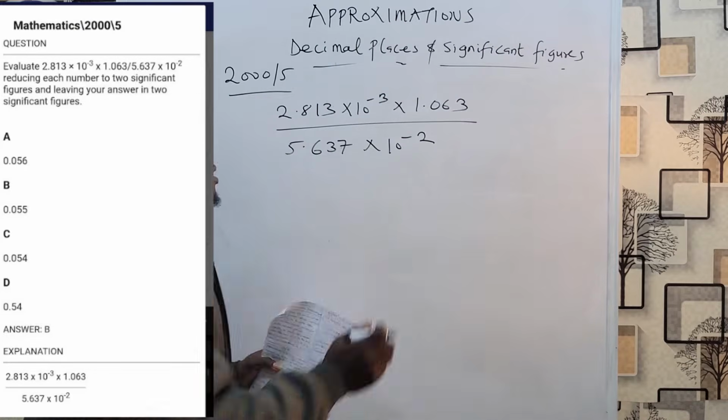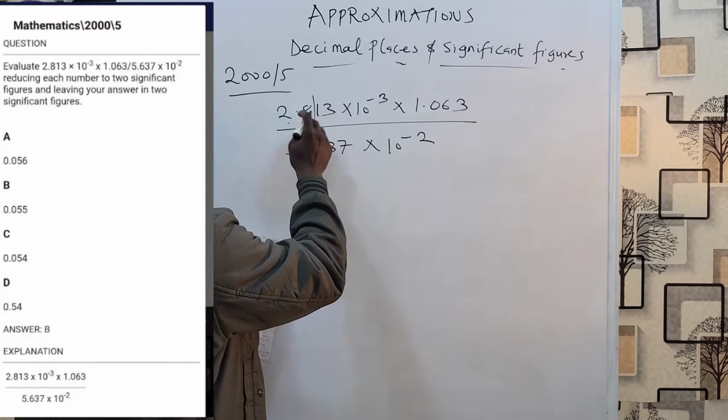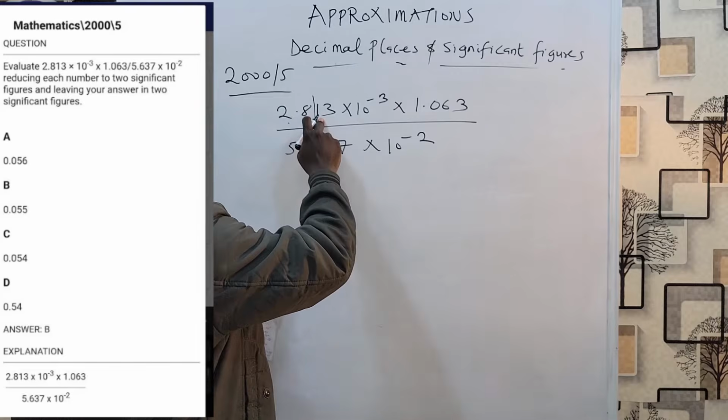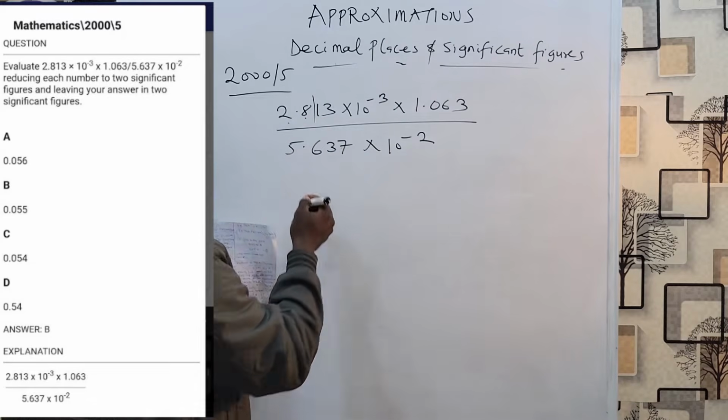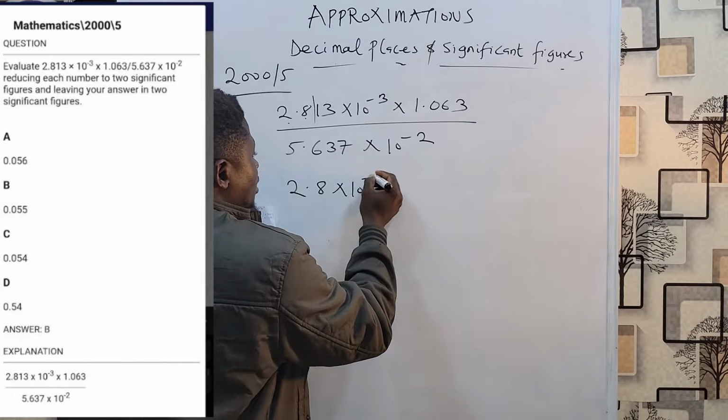So how do we do that? We already know how to do significant figures. This is 1, 2. We are considering 8. Do you round up 1 or round down 1? We round down 1. So the answer here becomes 2.8, then times 10 raised to the power minus 3.